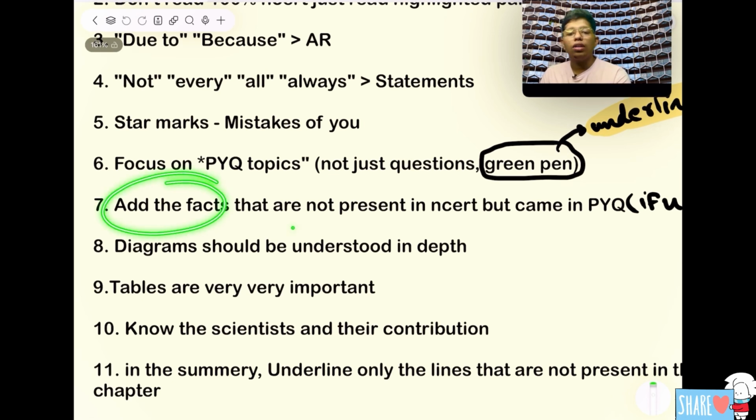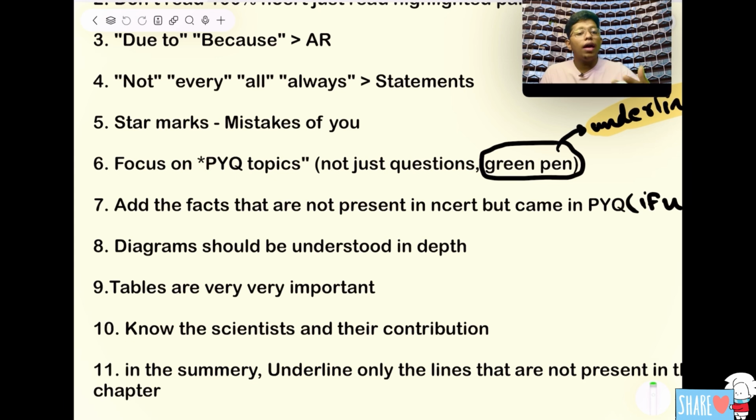Next, add the facts that are not present in NCERT but came in PYQ. This I will not say you definitely should do. If you analyze the last 2-3 years, mostly NCERT based questions are coming, but 1 or 2 questions will be outside NCERT, a little bit in section B, like out of 15, 10 questions will come, and 1 or 2 questions will be outside NCERT.